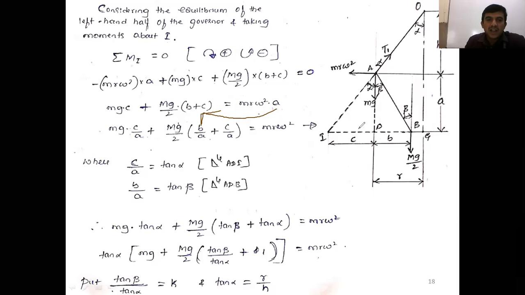Now from the triangle you can see what is c by a, and what is b by a. See c by a, where is it here? Now this is c, now this is a.